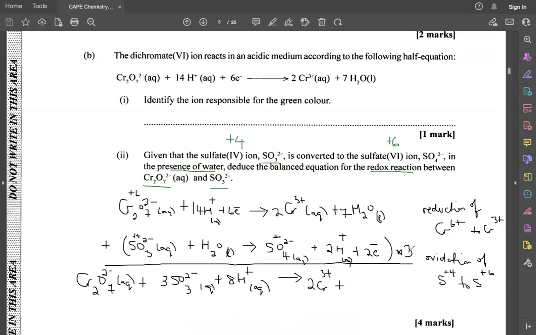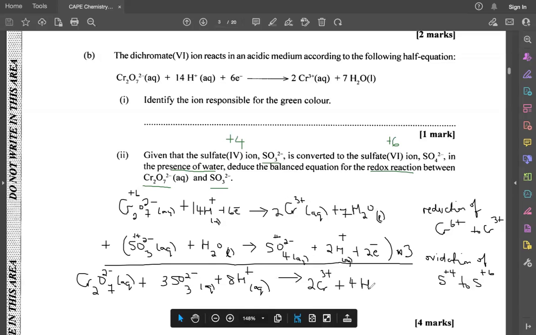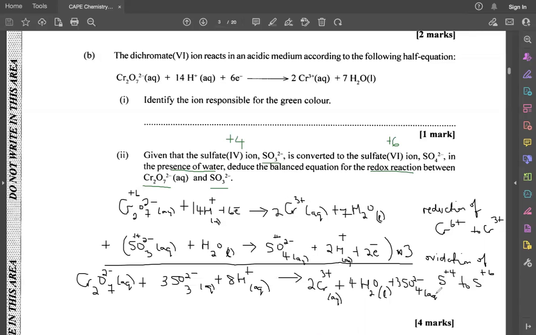7 minus 3 would get us 4. So that's 4 moles of water, liquid, right? I put my aqueous on my chromium 3. And then we are also gonna have, we took care of this already, right? So what remains then is this sulfate, 3 moles of SO4 2 minus, plus 3 moles of SO4 2 minus aqueous. So that's our answer, right? So everything checks out there.